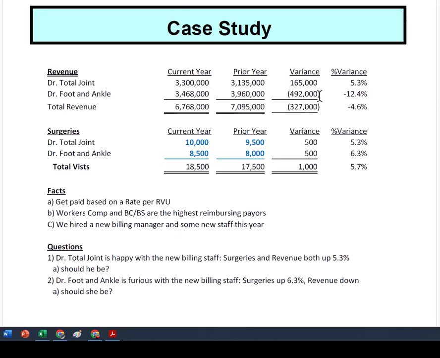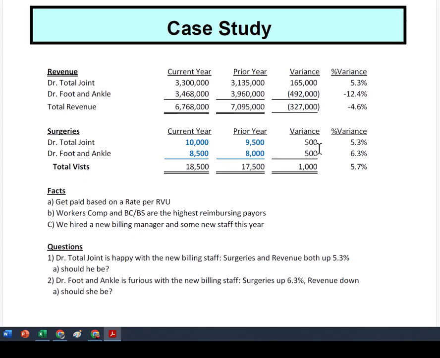We've got some revenue variances. We've got some surgeries. They get paid per RVU. Workers' Comp and Blue Cross Blue Shield are the highest reimbursing payers. We hired a new billing manager and some new staff this year. So, Dr. Total Joint is happy. His revenue is up. Surgeries are up. Pretty happy. Dr. Foot and Ankle, she's really mad. Her revenue is down, and her surgeries are up.